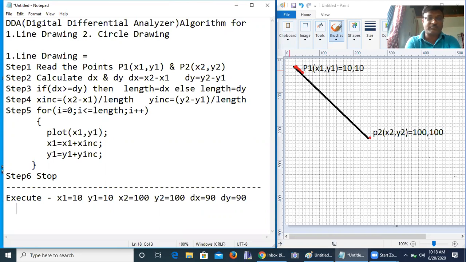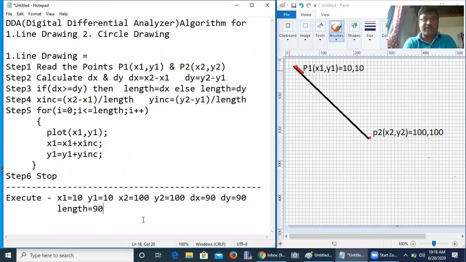Is it correct that the length is 1? No. Because once it is going to increase, what is my third step? If dx is greater than or equal to dy, then the length becomes dx. So what is the length? The length becomes my dx, 90.